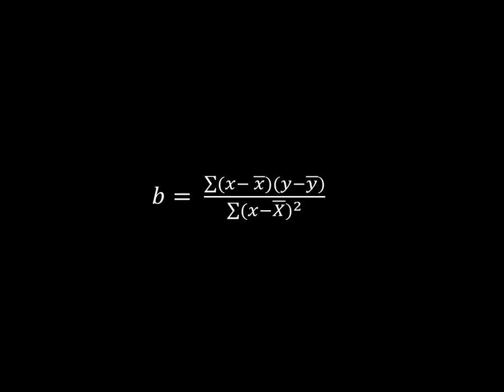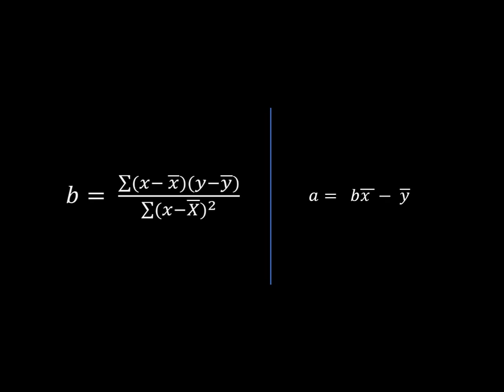Here's the formula for calculating this B value. To find the value for A, simply multiply the slope you've just calculated by the mean for all the x values, subtract that from the mean of all the y values, and you have it.